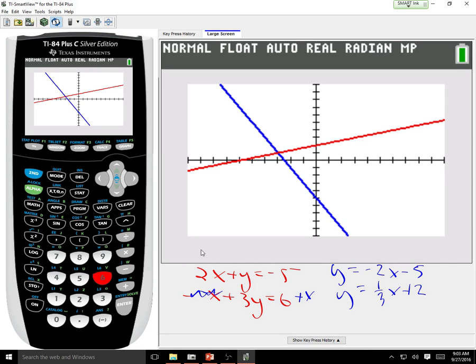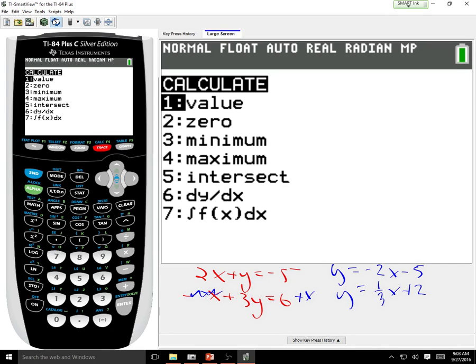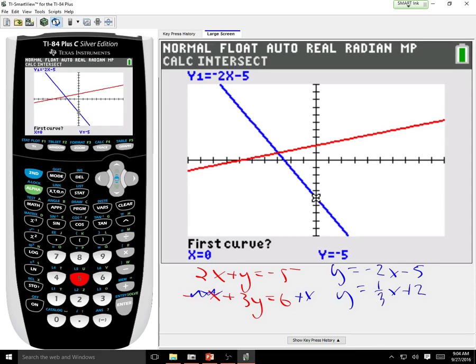Right above trace is calculate. I'm going to go second, calculate. And guess which one of those I want to calculate? The intersection of them. So I'm going to say, okay, which is your first curve? Notice the blinker on the blue one. That's the first one. And the other one? Oh, it's the red one. And I can say, where do you think it's at? I'm going to move towards that solution there. Press enter. It's going to spit out my intersection. So there's your graphing method using a calculator.